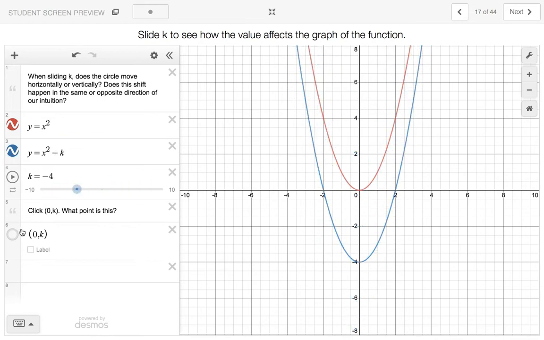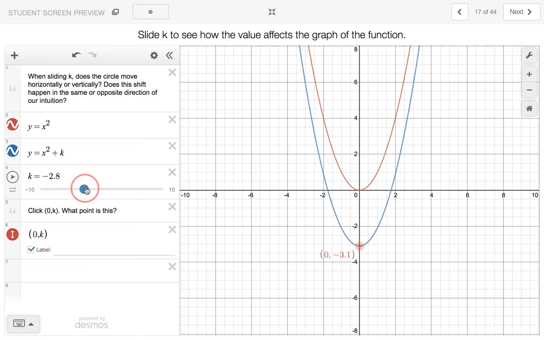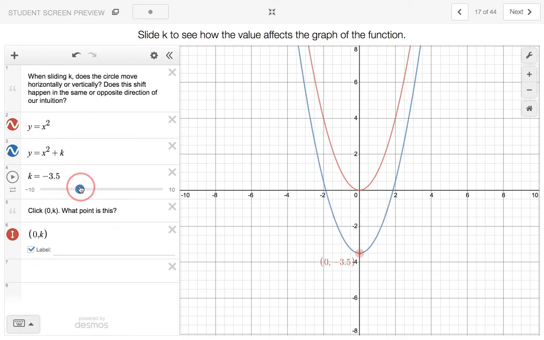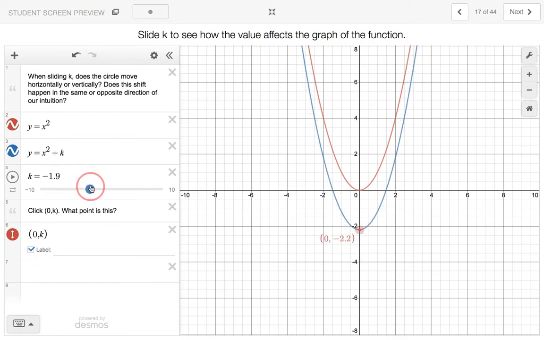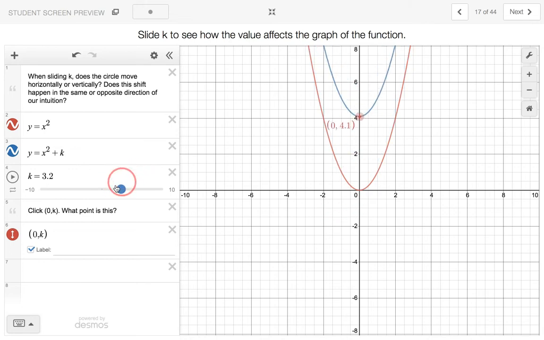Okay, now it says click on this point. What is that point? We can label it. Let's look at it. That point is exactly the same as our k value. So as our k value changes, so does our vertex, and our k value is exactly the same as the y-coordinate of our vertex. When our k value is 0, so is our vertex. When our k value is 2, so is the y-coordinate of our vertex.